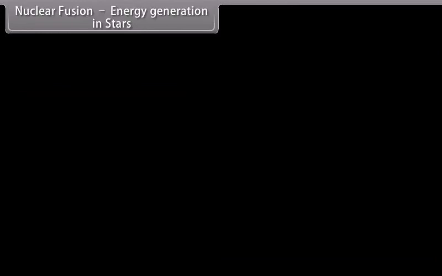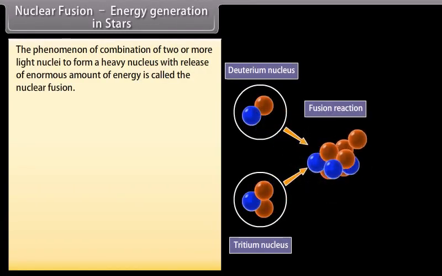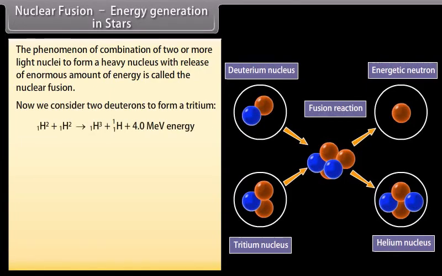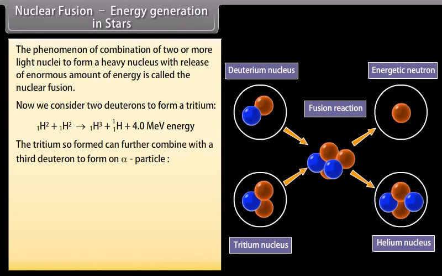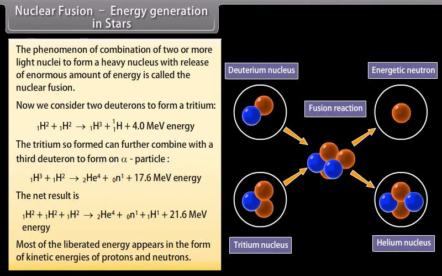Nuclear fusion, energy generation in stars. The phenomenon of combination of two or more light nuclei to form a heavy nucleus with release of enormous amount of energy is called nuclear fusion. Now we consider two deuterons forming a tritium. The tritium so formed can further combine with the third deuteron to form an alpha particle. The net result is, most of the liberated energy appears in the form of kinetic energies of protons and neutrons.